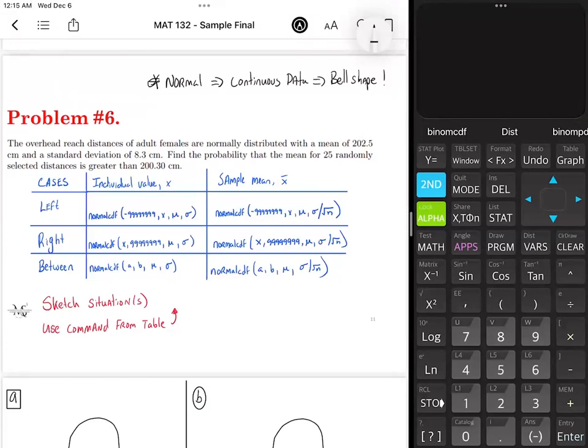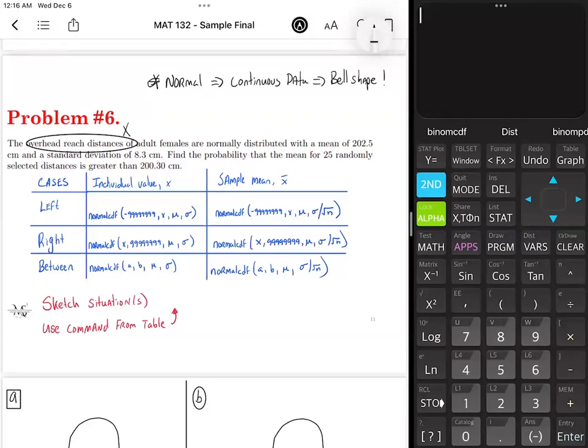Okay, so when you read this problem, one thing to point out is that it states that the variable of interest, the overhead reach distances, is going to be your variable x, and we know that it's, again, normally distributed. So distance, by the way, is some sort of measurement. So normal distribution implies continuous data, which would then imply bell-shaped curve.